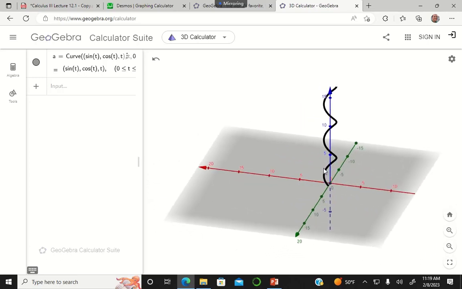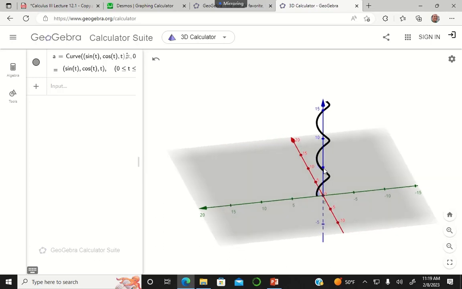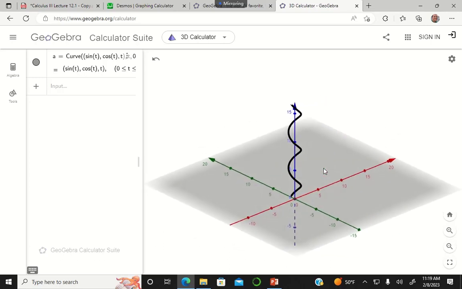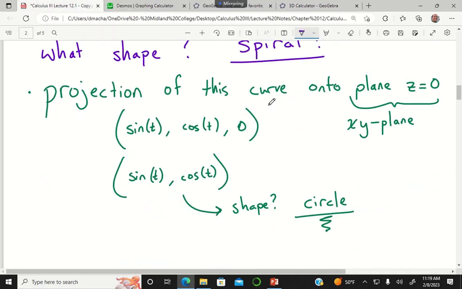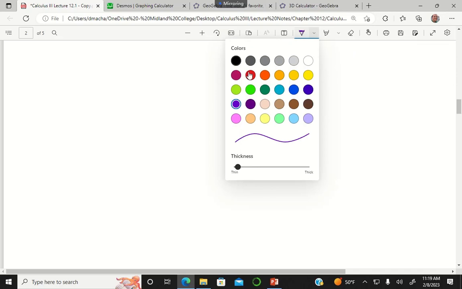Okay, so this is kind of all there is to it as far as these parametric curves go. Your textbook calls these guys vector valued functions. So if you see the term vector valued function, this means exactly the same thing as a parametric curve.